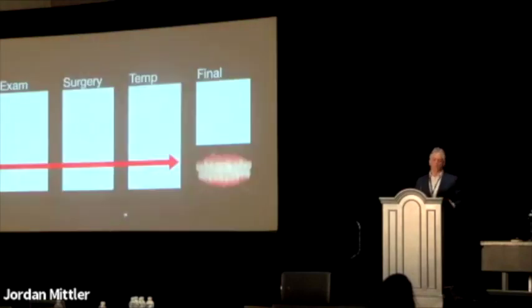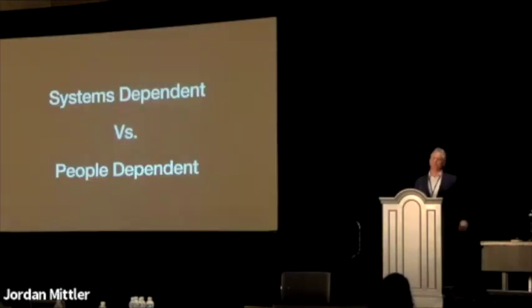So the process for full arch is very simple. The process is exam, surgery, temp, final, with it resulting in a final prosthesis as the final product. The key here is that McDonald's is systems dependent. It's not people dependent. Full arch right now, and why we're all over the map on the end result, is that we are highly people dependent and hardly at all systems dependent, right?